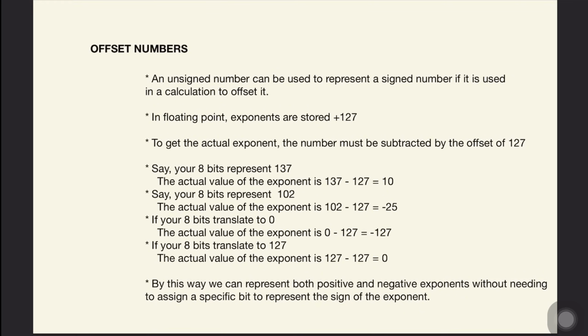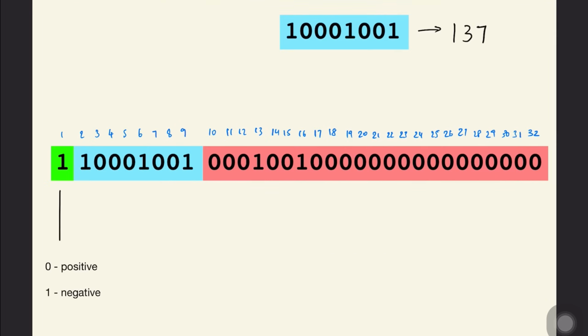So let's go back and read what our actual exponent is. The 8 bits of our floating point number read to 137. In floating point system, by convention, the exponents are offset by plus 127. Therefore, the true exponent value is 137 minus 127, which equals 10. So 10 is our exponent here.